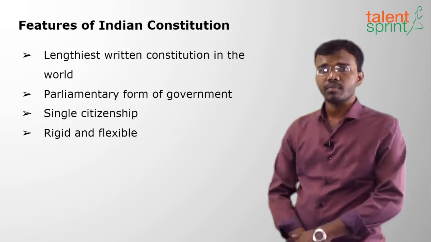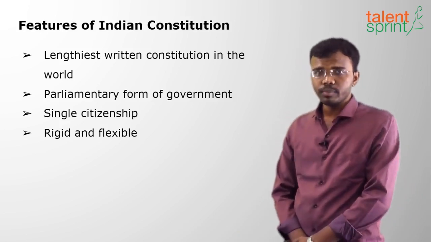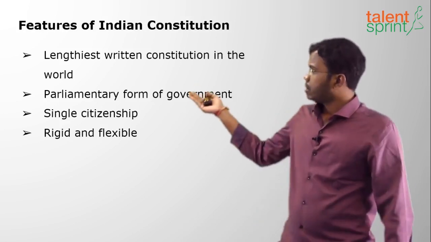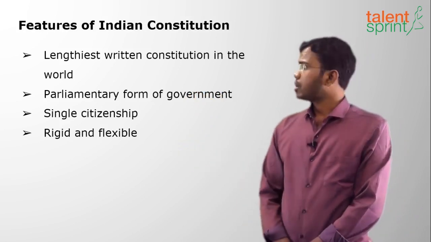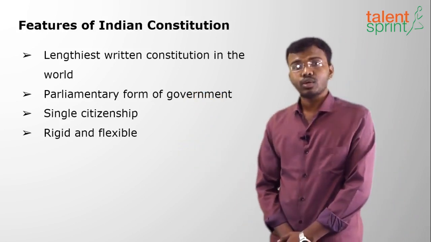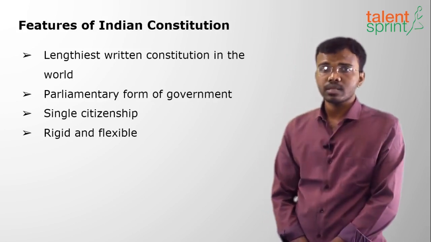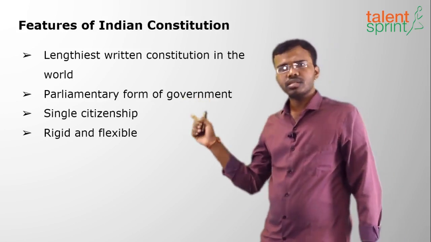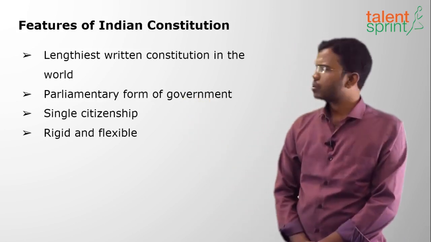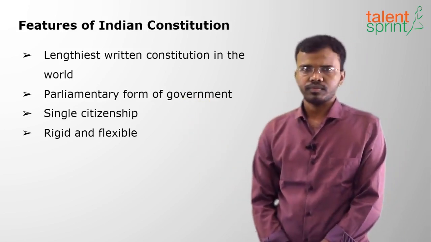Number of members present by 2 plus 1. That is simple majority. Next is rigid. In some cases, the constitution requires a special majority, like 2/3 majority of the members present in the house. So that's why it is both rigid and flexible. Only the US constitution is totally rigid.